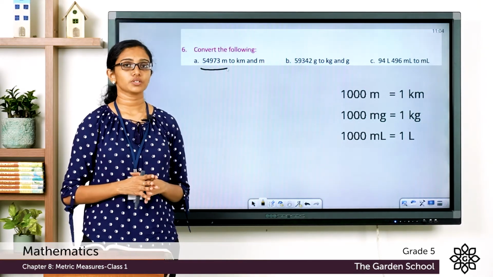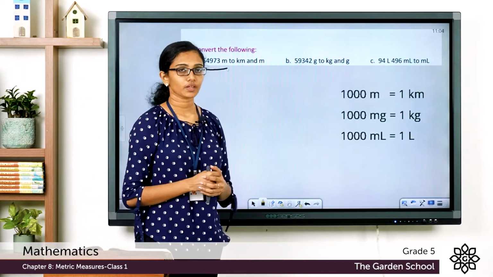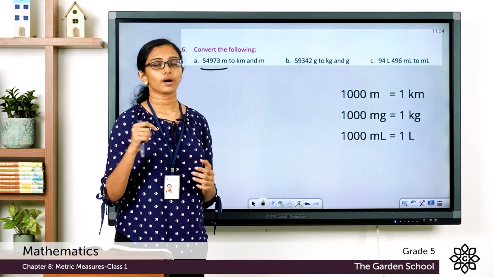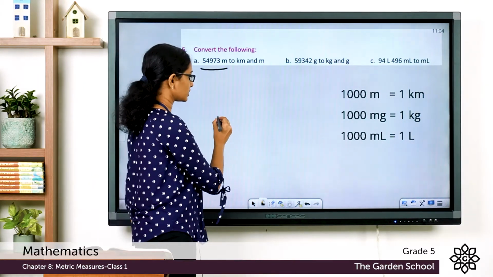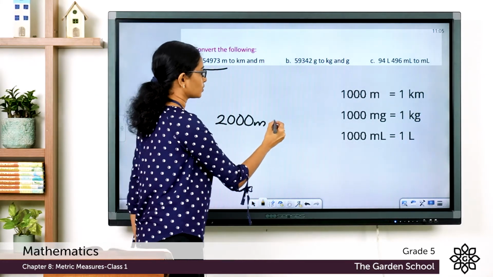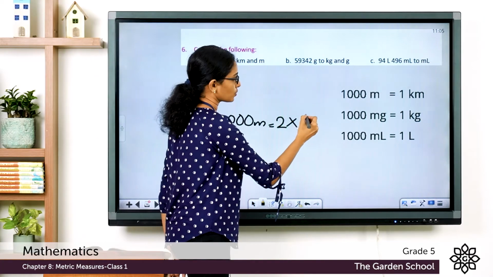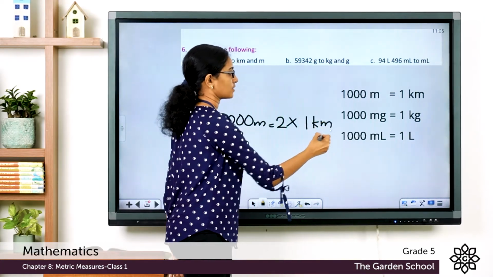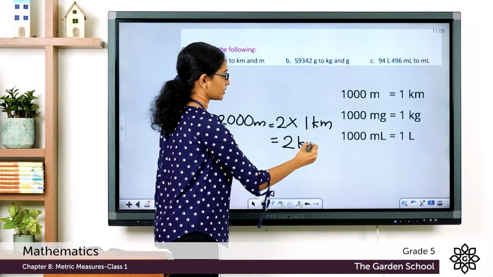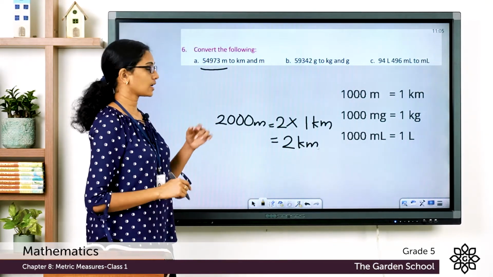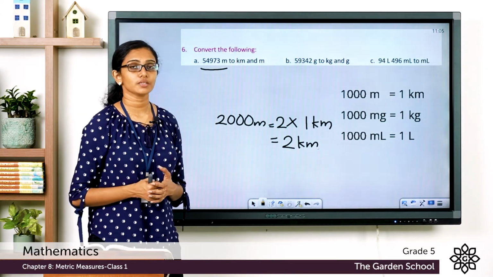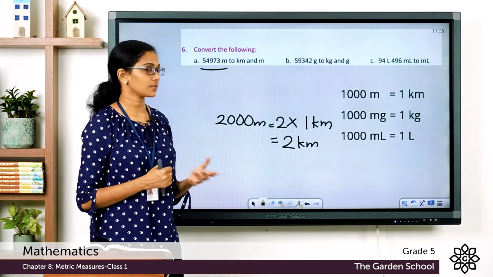So before doing the conversions, let's revise this. We have already learned 1000 meter is equal to 1 kilometer. What is 2000 meter? 2000 meter would be equal to 2 into 1 kilometer, right? Which is equal to 2 kilometers. And what if it is 3000 meter? It would be 3 kilometers. If it is 25,000 meter, it would be 25 kilometers, right?